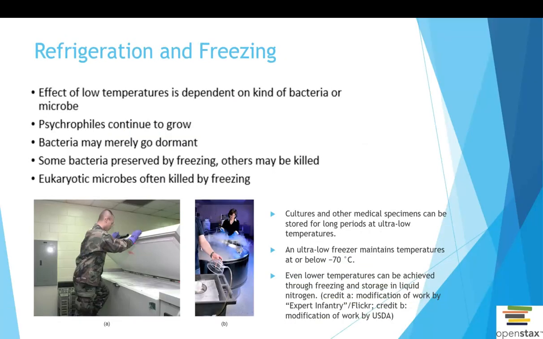Next is using cold in order to control the microbial growth. So usually low temperature cannot kill the bacteria or microbes, it can slow their growth, but usually we don't use freezing in order to kill the microorganism. There are some microorganisms, psychrophiles, that actually love the cold, so they can grow easily in the fridge or in the cold temperature. And usually bacteria can become dormant, and then when they get out of the cold, they continue to grow.